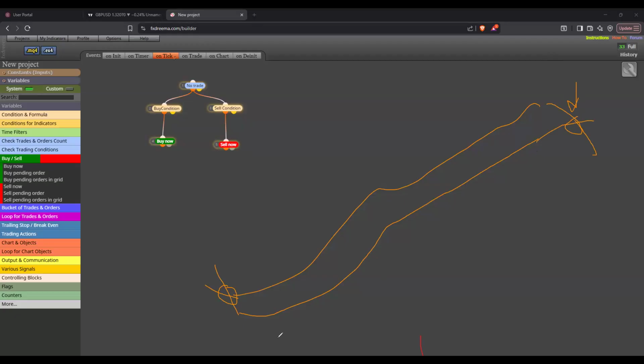And then when it takes a buy, put a 20 pips stop loss and a 50 pips take profit. And if it does this, we're good to go. So what we're going to do now is test to see if what we've just done is even working, okay?